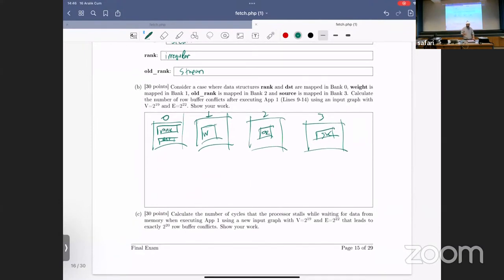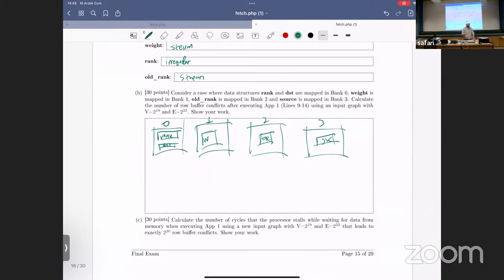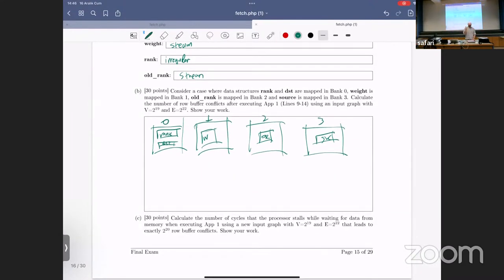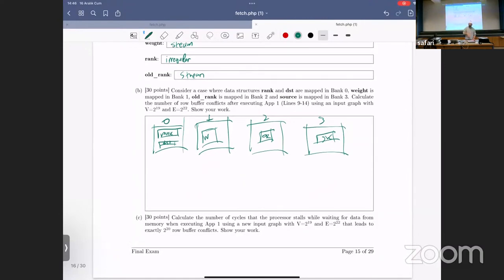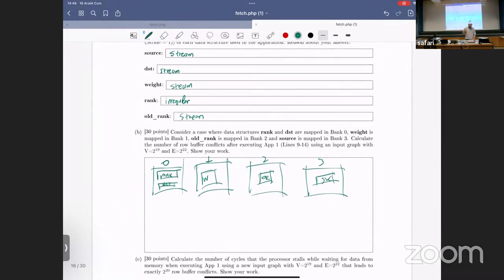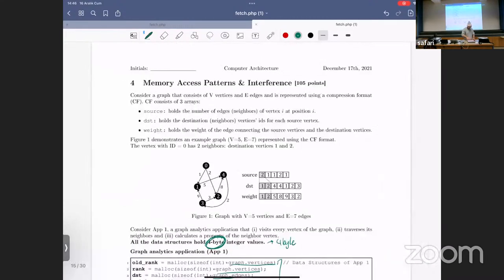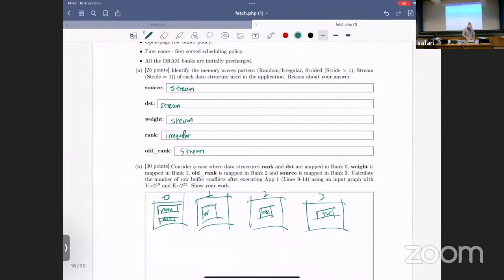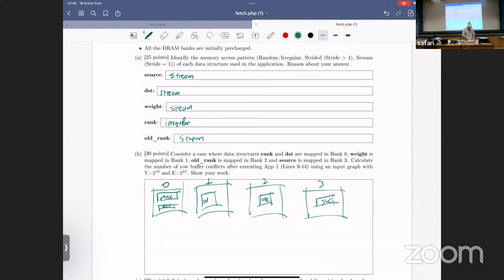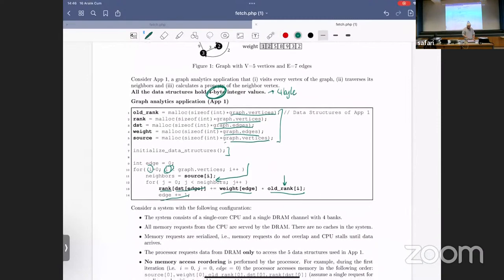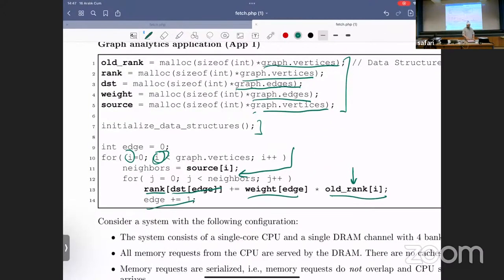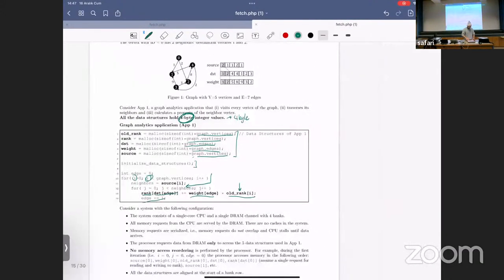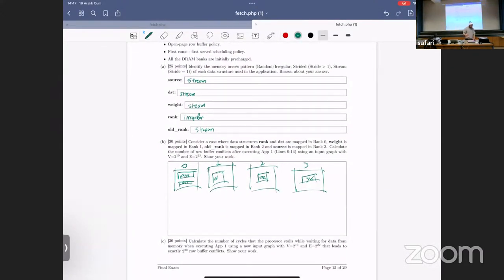So how do you do this calculation, right? The most tricky part here is that bank zero has rank and DST inside it. How many times will rank and DST be accessed? DST is a stream, right? As we can see, the DST will be accessed once for every edge, so it will be accessed 2^22 times. And how many times will the rank be accessed? Same as the DST, because it's accessed for every neighbor of every vertex, which means 2^22 times. So we know for sure that each will be accessed 2^22 times.